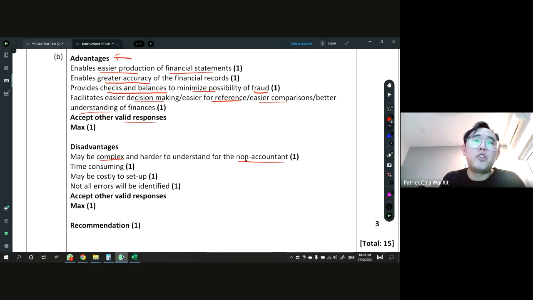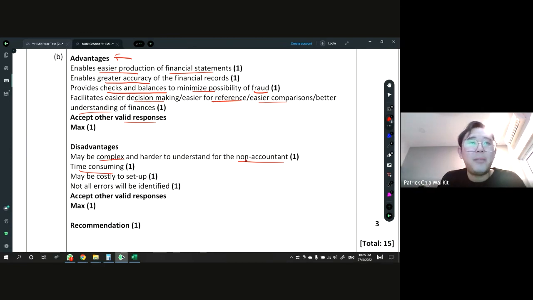Yes, it's time-consuming. To do all the recording, it's not easy, right? To write down everything, key in everything, that is very time-consuming, actually. But of course, there are the good things. It will be countered by the good things.